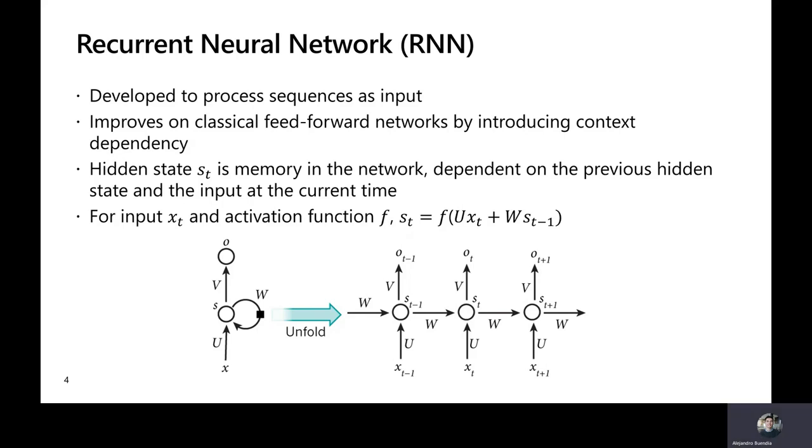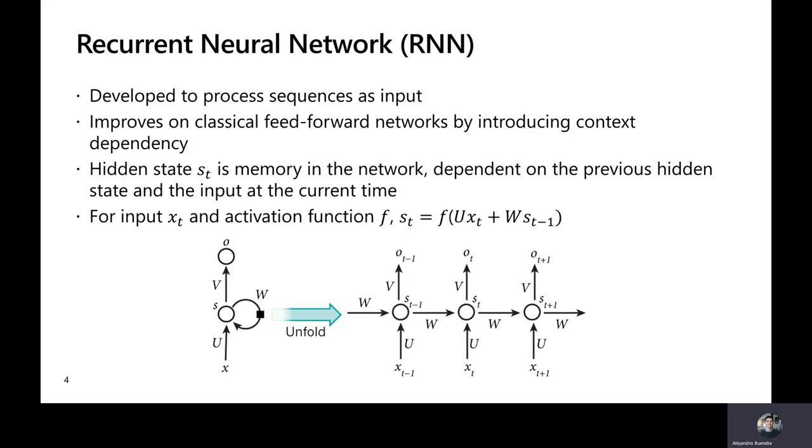Because of this, we can imagine the RNN as cyclic, with the output of the hidden state being fed back into itself after the linear transformation and activation. This is the key concept behind RNNs. You can also unfold the RNN as multiple layers concatenated together, as the diagram shows, in which state S of t minus 1 is fed into S of t into S of t plus 1, and so on.